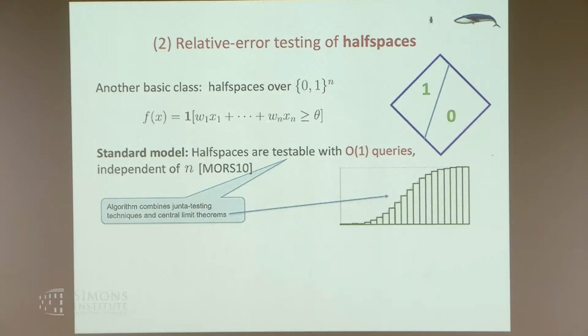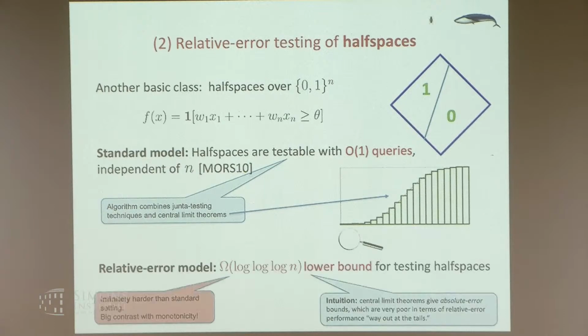Well, look at your half space. If it's the uniform distribution, you think of x1, x2 through xn as independent random variables. So half spaces are all about central limit theorems, right? You have a sum of independent random variables here on the left. That's a CLT kind of situation. So somehow the combination of juntas and CLT niceness means that in the standard model, not the sparse model, you can test half spaces with constantly many queries.